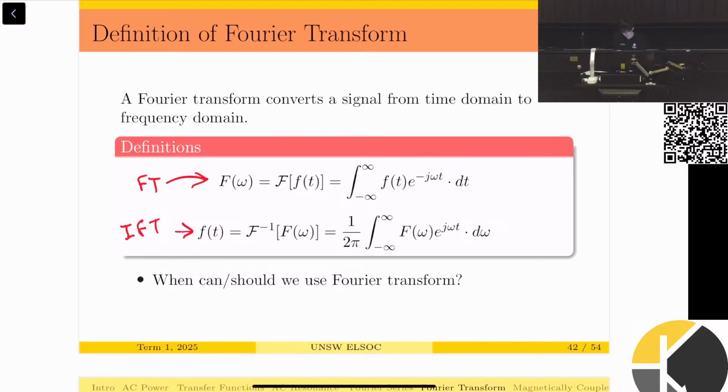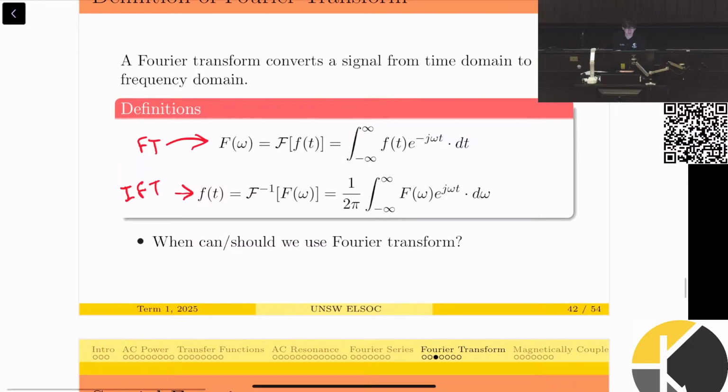Now, when would we want to apply Fourier transform to a signal? We would want to apply this when we have an input that is non-periodic. So say I get an input to my circuit which is just a pulse. Because this doesn't have a period, we can't find the fundamental frequency and we can't apply Fourier series. So in this case, we have to use Fourier transform. Great.